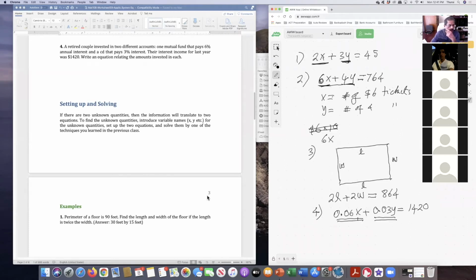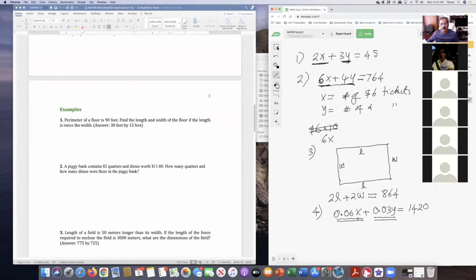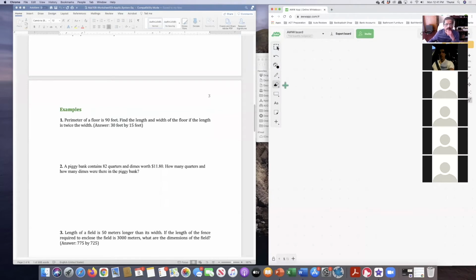Okay, so let's start solving some example problems. Perimeter of a floor. Let me clear the screen. It says the perimeter of a rectangular floor is 90 feet. Find the length and width of the floor if the length is twice the width. So there are two pieces of information given to you here: the perimeter is 90 and the length is twice the width.